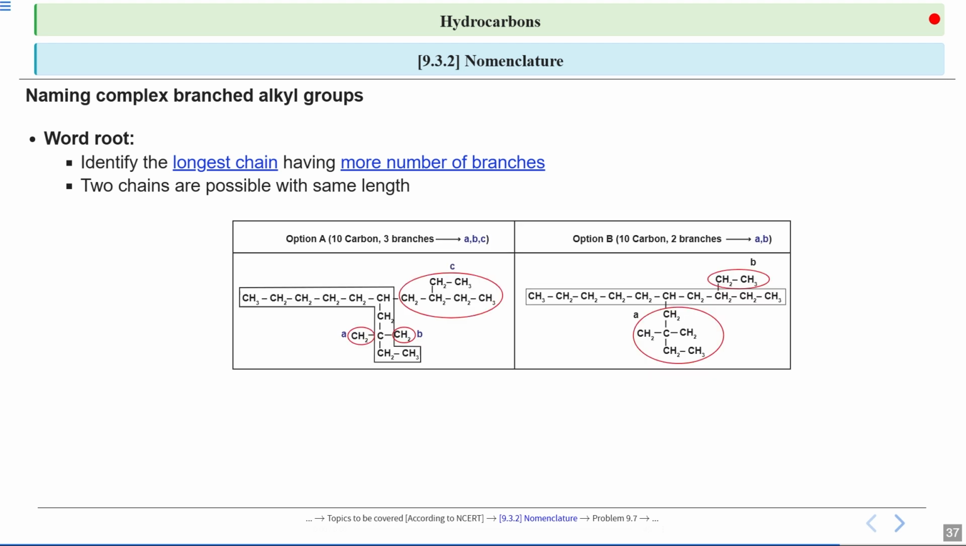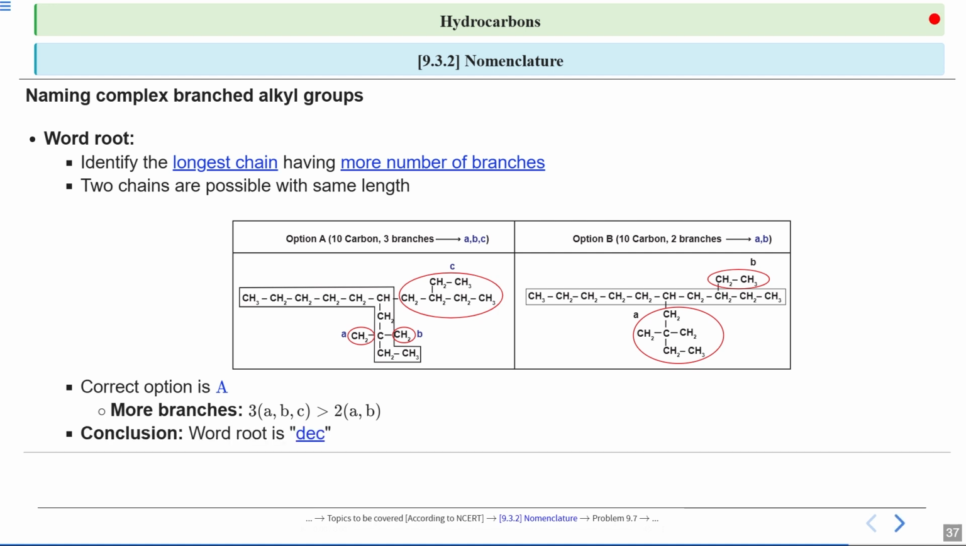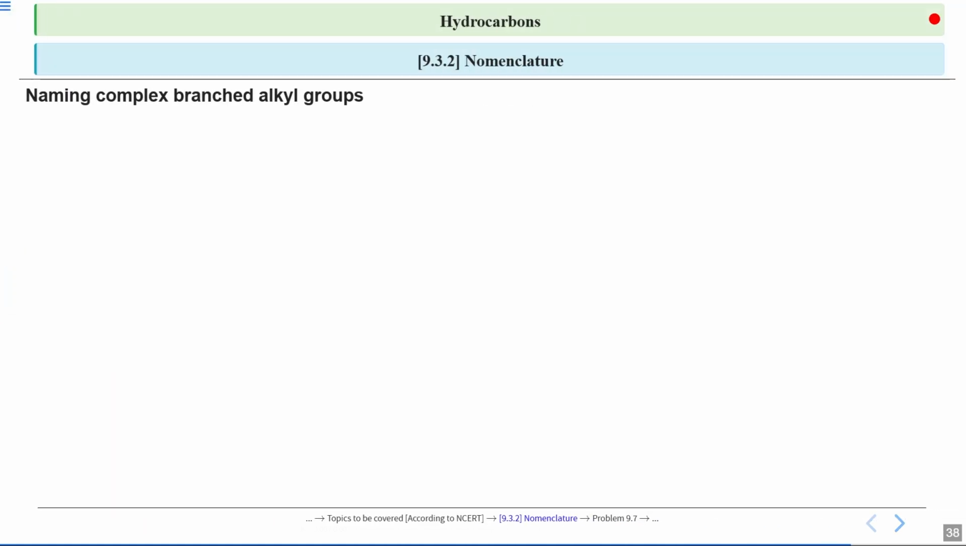Now in this, two possible chains are there with the same length. This is the first one and the second one, option A and option B. But in the first option, the number of substituents or the number of branching is greater as compared to option B. Therefore, the correct option is A. More branches are present with the first one, which is 3, and in case of option B, the branching count is 2. Therefore, the word root is dec. That is for sure, because the longest chain is of the same length in both cases. We have to decide one of them.